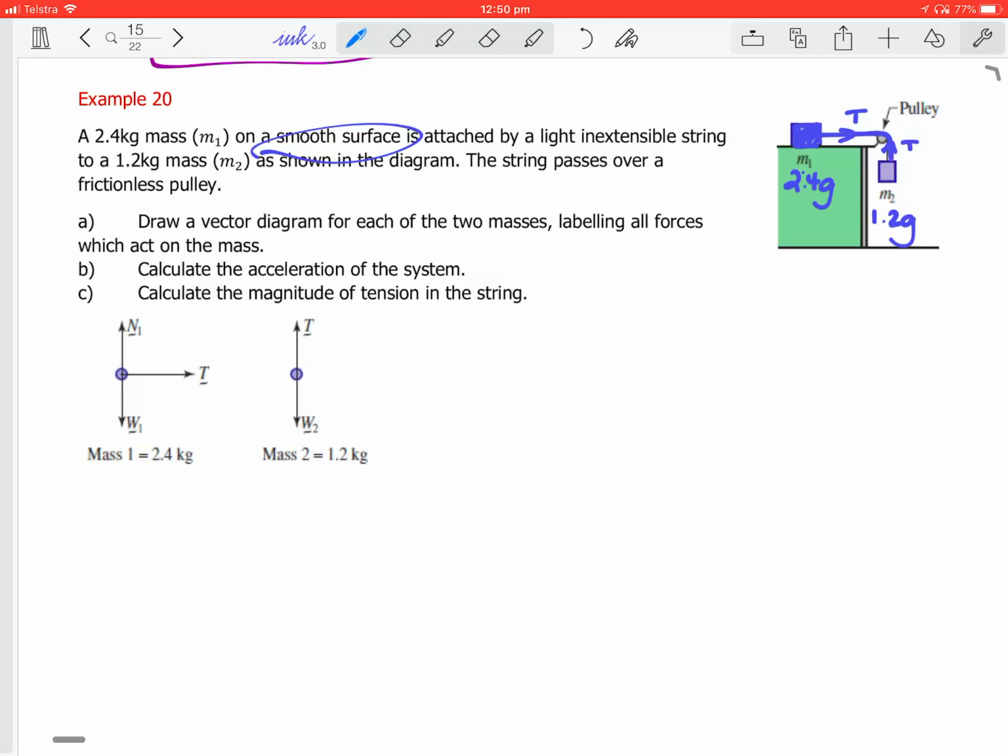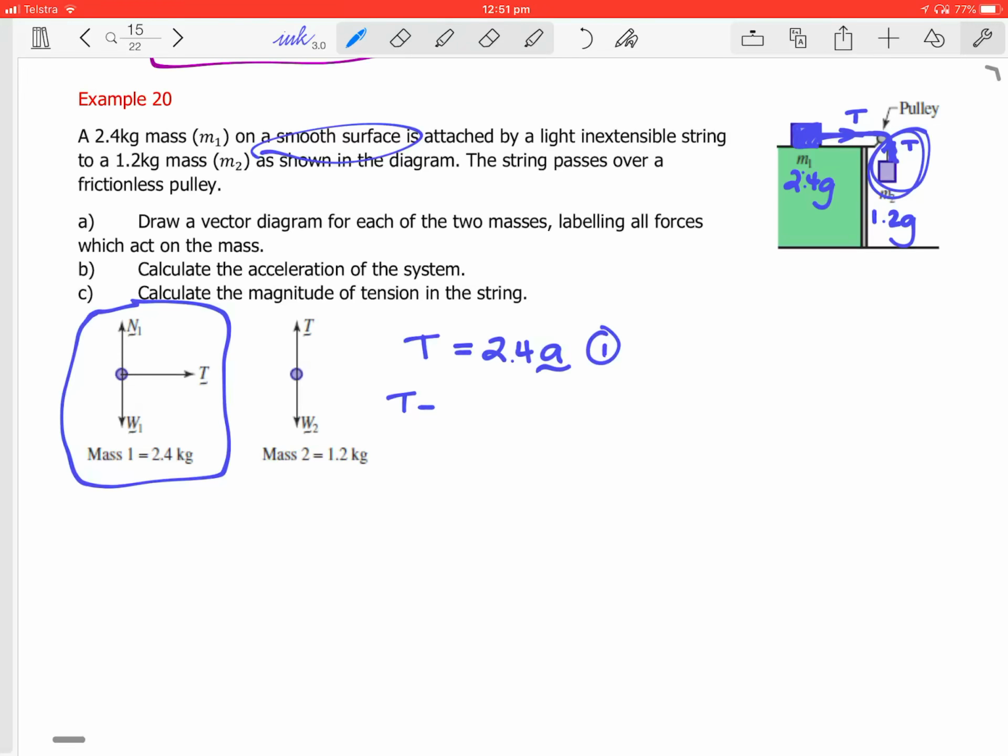So here, what are we going to have? Our normal force will be 2.4 g. Okay, so we've got tension this way. That's our force. That equals our mass, 2.4, times our acceleration. So that's the system here. We'll call that equation 1. Now this one here, this system, we've got T minus 1.2 g, because I've got my T upwards and then my 1.2 g downwards, and that's going to equal mass times acceleration, which is 1.2 times acceleration. That's equation 2.